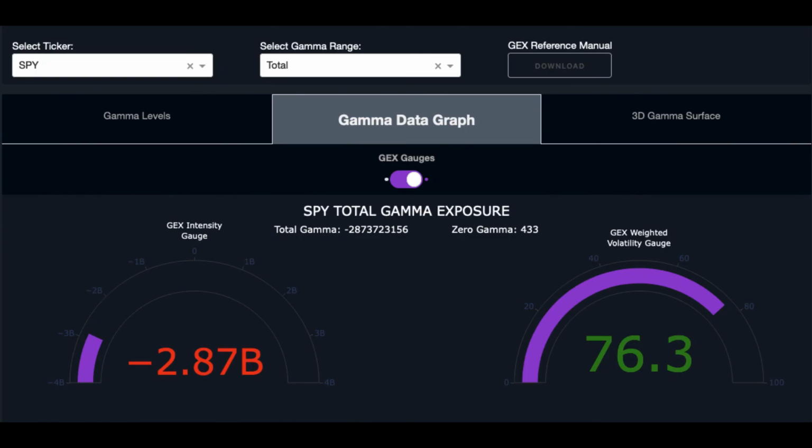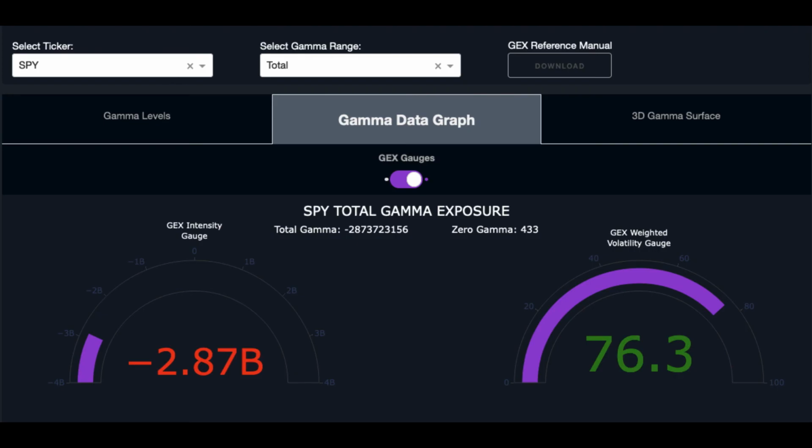Like I was mentioning before, we measure the gamma exposure intensity gauge to see how stretched gamma exposure is to either the downside or the upside. And we also have a GEX weighted volatility gauge, which we use to measure how expensive options are relative to the prices over the past year. That's on a GEX weighted basis. And so those two measurements help us to see when the market is overstretched either to the upside or the downside. So it gives us a relative basis for entering our trades.